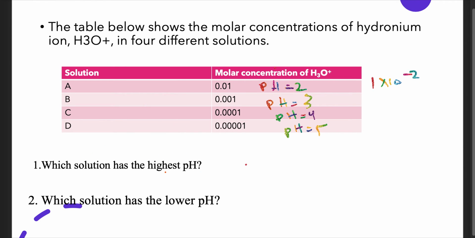So back to the question, when it says, which solution has the highest pH? The highest pH is the higher number. In this case, it would be pH 5, so it would be D. And in this one, a lower pH would be this one right here. It would be A. So again, this is going based off of the pH scale we looked at.